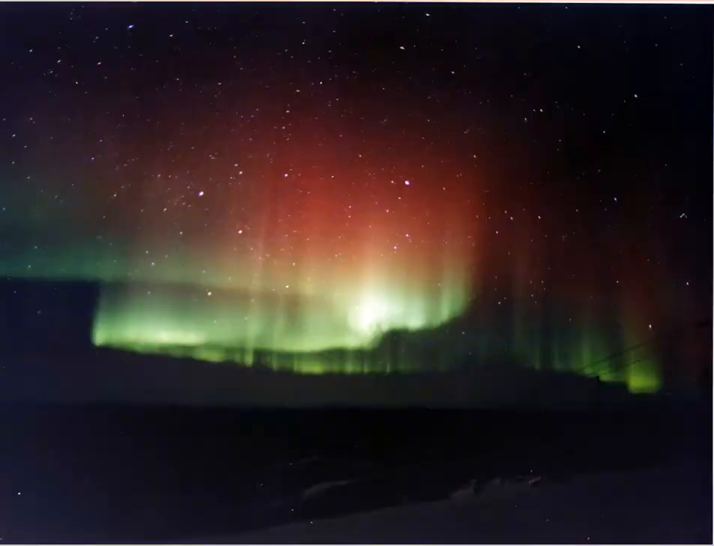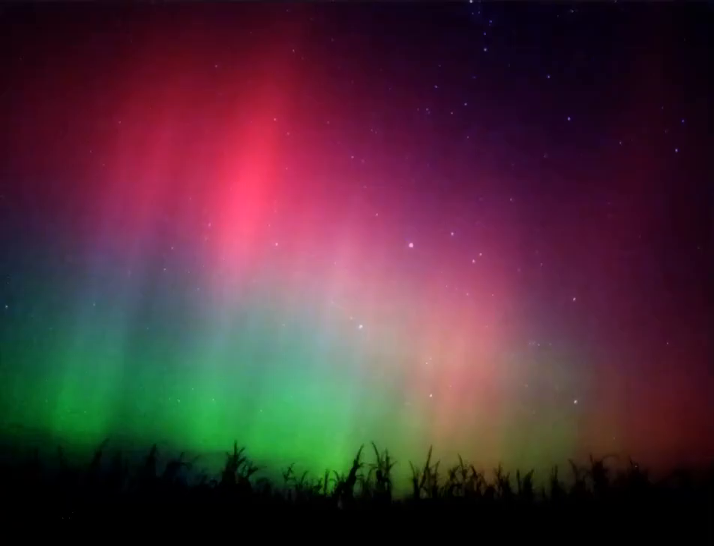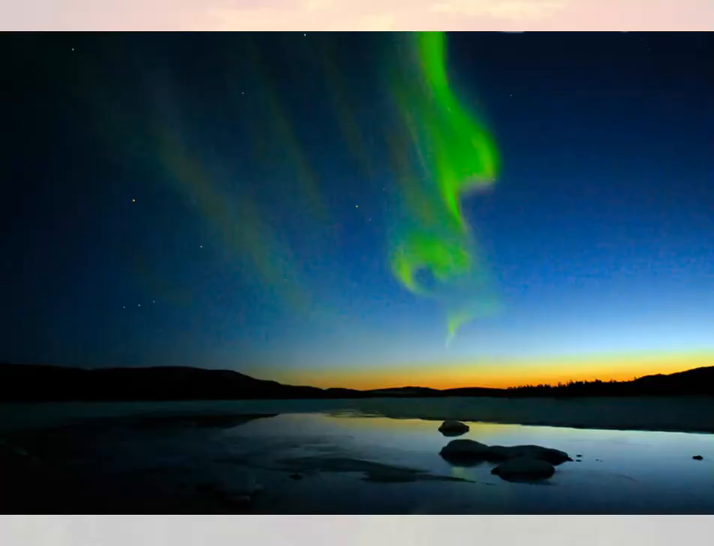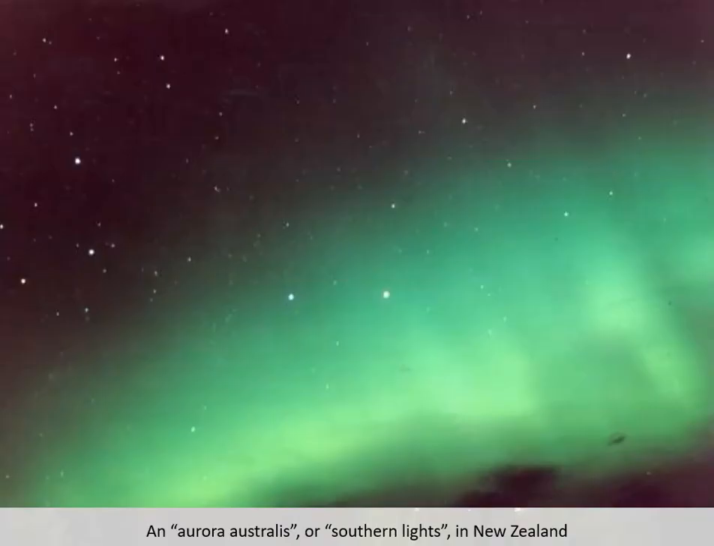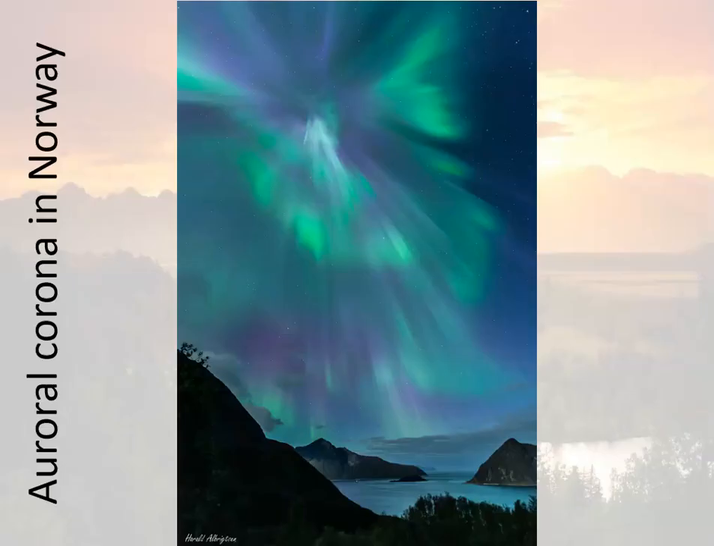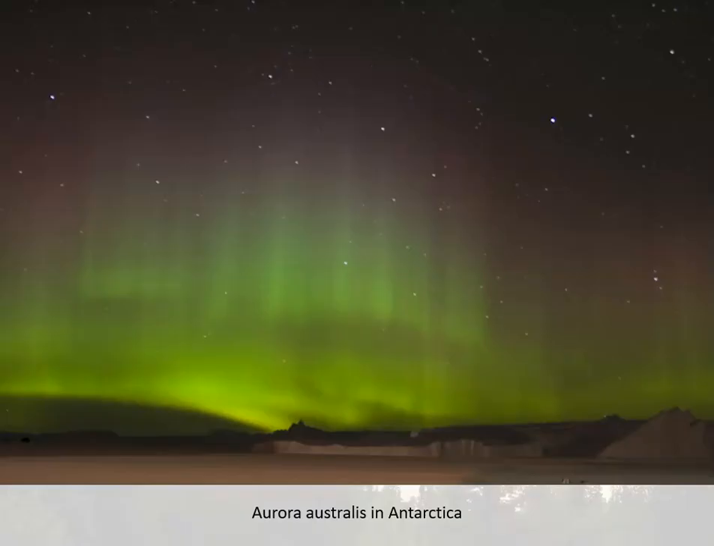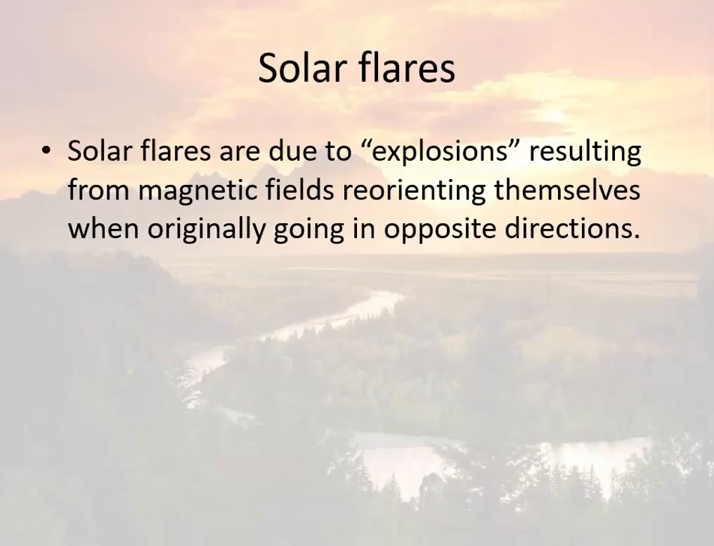So just a few nice pictures for you to see. Some more. Very nice ribbon effect there. And again. And in the southern hemisphere, they really don't look any different. It's the same type of idea. These are the southern lights in New Zealand. And here's a nice auroral corona. And you can also see it in certain areas of Antarctica.